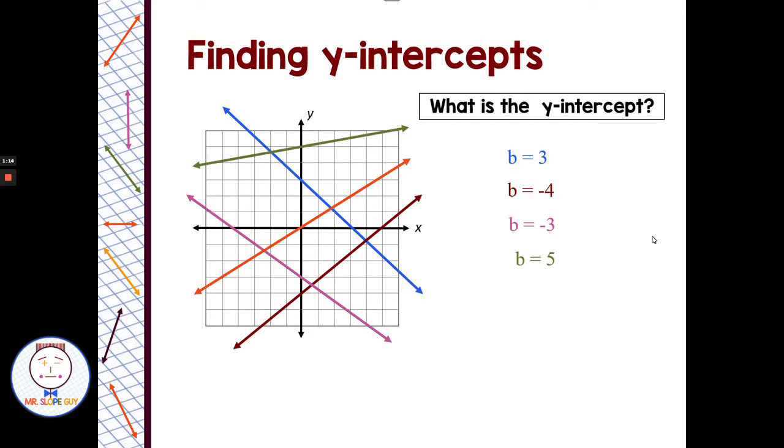So we're just finding where the line crosses the y. And how about this orange line? It crosses the origin. It crosses at 0, 0. It crosses the y at 0. So the y-intercepts are where your line crosses the y-axis.